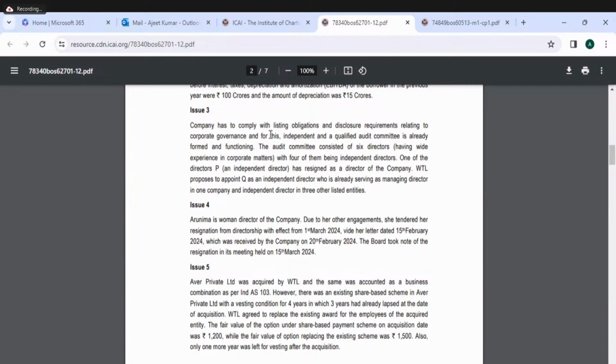One of the directors, P, an independent director, has resigned as a director of the company. How does it really matter? Will it make a difference to me? Okay, correct, Tanisha. It has more than one listing regulation. So does it really matter to me if someone has resigned? Like I have 6 members in the audit committee, and if one independent director has resigned, I still have 3. So it's a 50-50 ratio. It should not matter. No.